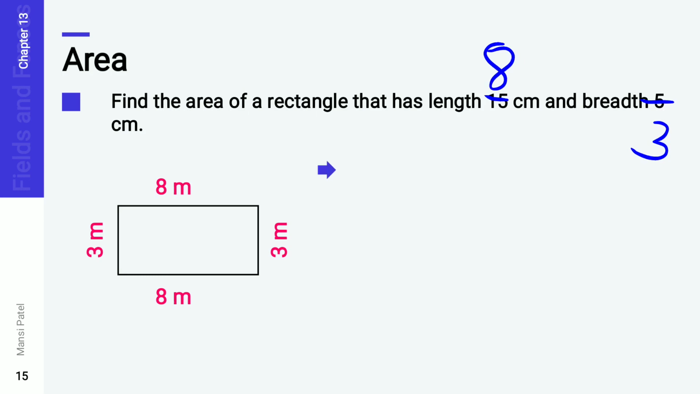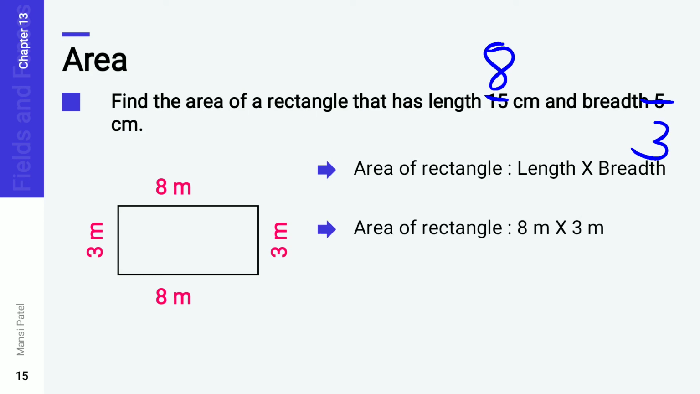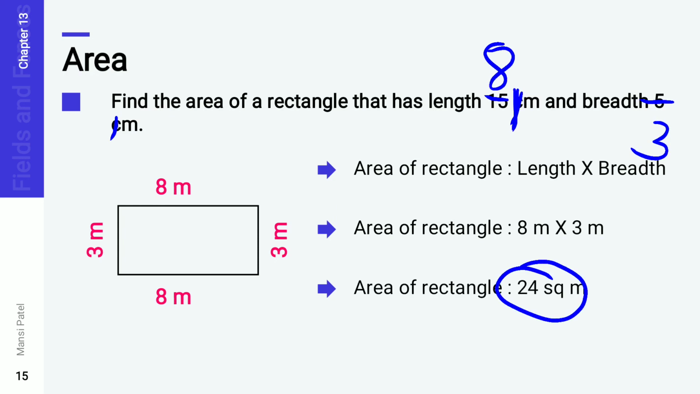In this you have to find out the area of rectangle. So first you have to write down the formula to find out the area of rectangle, that is the length multiplied by breadth. So the length is 8 meter and the breadth is 3 meter. So 8 multiplied by 3 is equal to 24 square meter. And if you do not want to write down this square meter, then you can write down like this, 24 meter square.